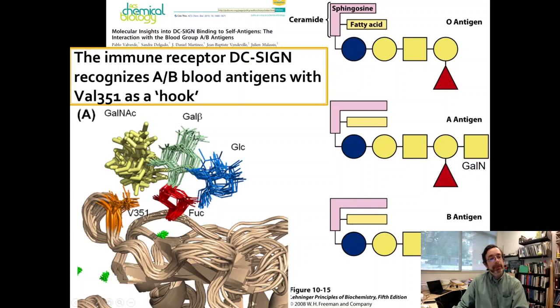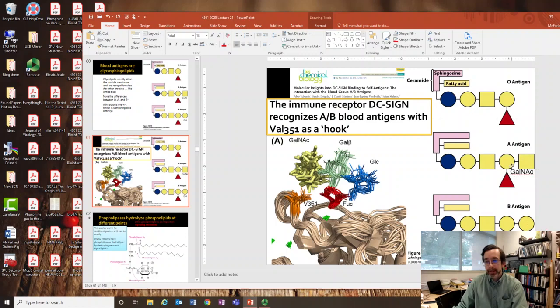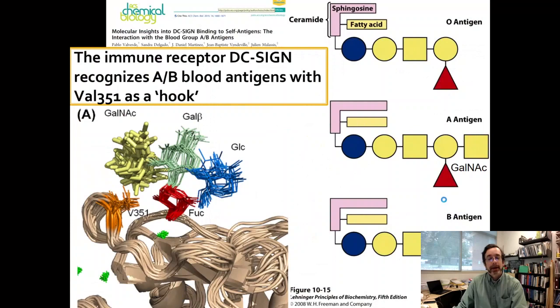By the way, I should fix that. I believe that that is wrong because I have evidence right here. It's a GalNAc, it's not GalN, and you notice how I stumbled over it. Okay, so now that's fixed, right? It's a GalNAc, and you see right here, this is a type A antigen of blood. The immune receptor recognizes this by binding to it, and you see that the valine fits as a hook between the GalNAc and the fucose here.